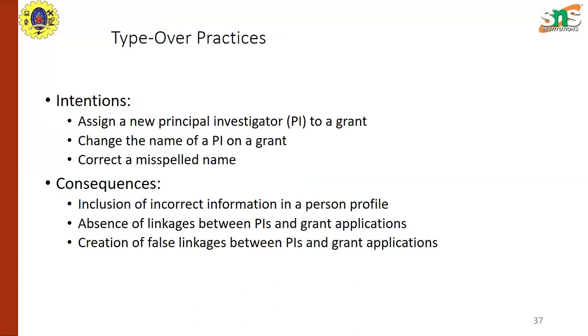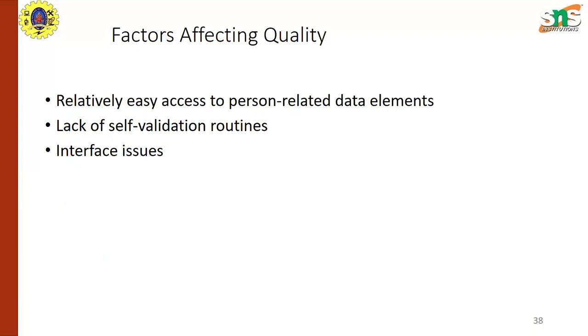Type over practices, the intentions and the consequences. First, it will assign a new principal investigator and change the name, and if there is any misspelling, we have to correct it. The consequences are inclusion of incorrect information in a person profile, the absence of linkage between profiles and applications, then false linkage between the people and the grant applications.